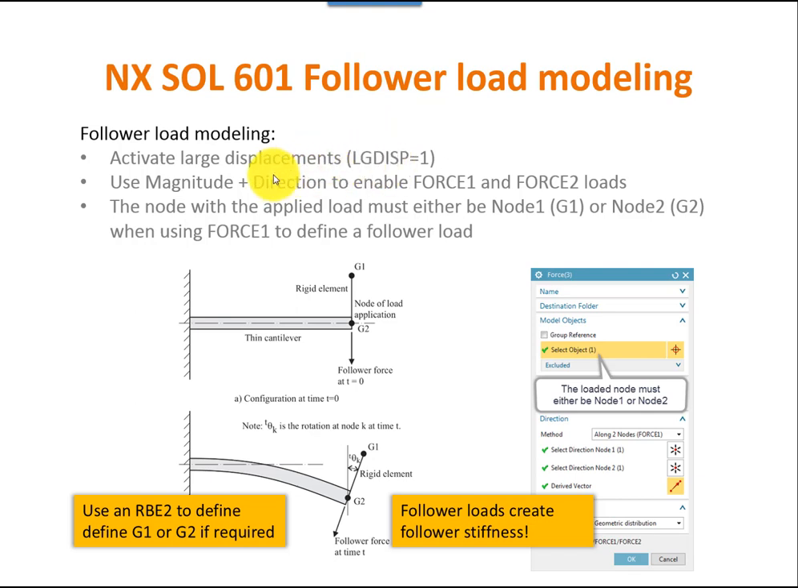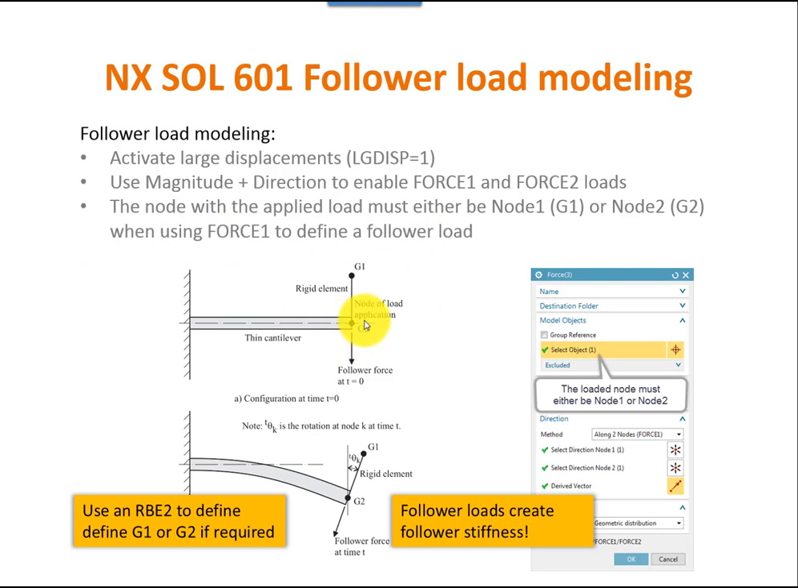First, you have to activate the large displacement option, which is already on in my model. Then we have to use magnitude and direction to enable the modeling of a force 1 or force 2 load. These two options represent follower loads in NX. And then, which is really important, I didn't know about it, so I made it wrong the first time. The node with the applied load must either be the node 1 or node 2. That means G1 or G2 in this example, when using a force 1 to define the follower load.